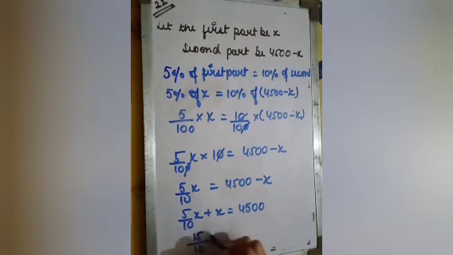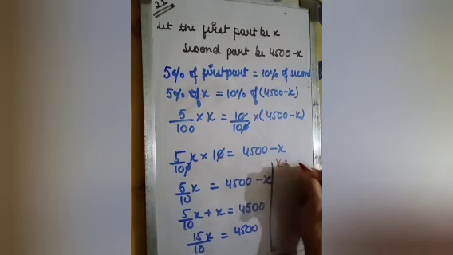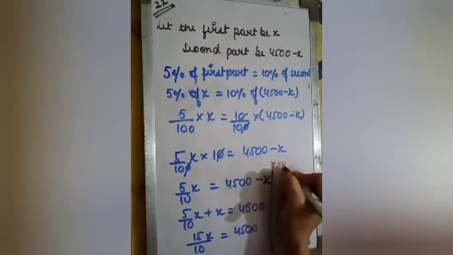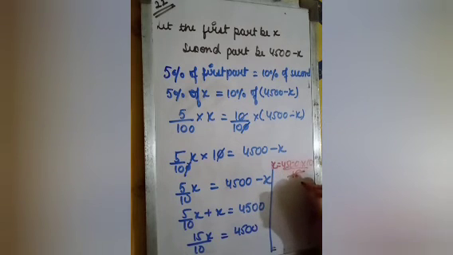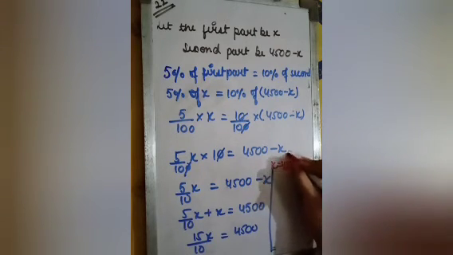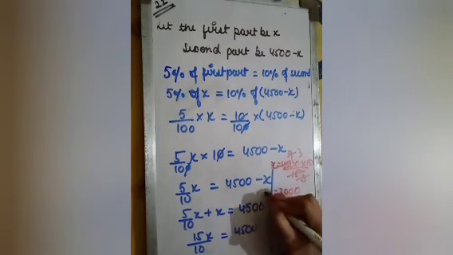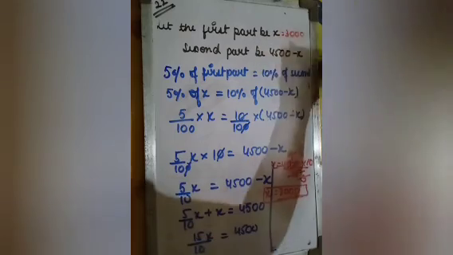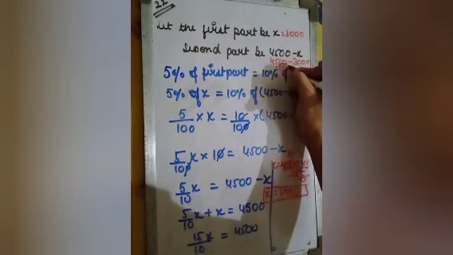This 15 upon 10 x. Okay, so x equals to 4500 into 10 upon 15. Now cut it. 5 3s are 15, 5 9s are 45, 3 3s are 9, so it is 3000. This is the x. This is the first part. So first part is 3000 and the second part will be 1500.